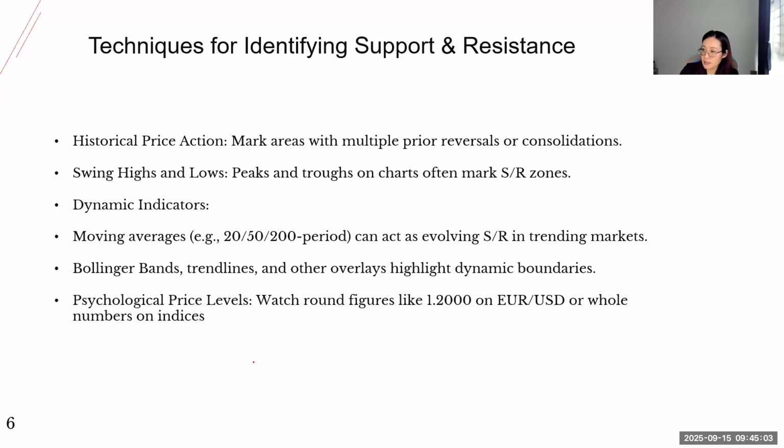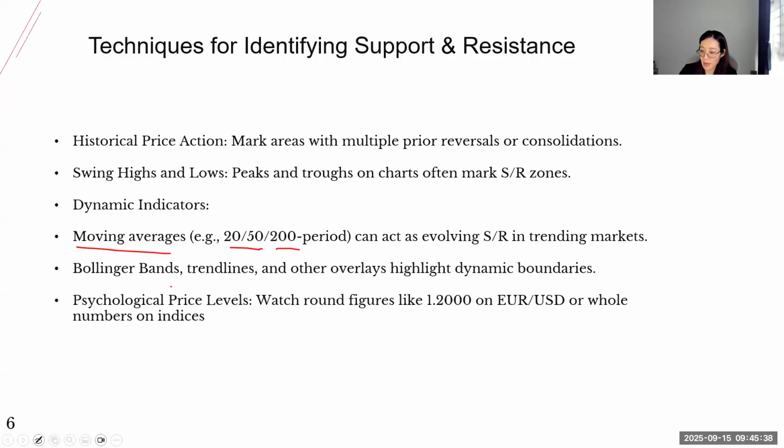The techniques for identifying support and resistance. Okay. Of course, you need to look at the historical price action. Mark the areas with multiple prior reversals or consolidations. Swing highs and swing lows, peaks and troughs on the chart, often mark support and resistance zones. Dynamic indicators such as moving averages, 20, 50, 200, is up to you. Sometimes I will use them, sometimes I don't. Okay. They can act as support and resistance in the trading market.